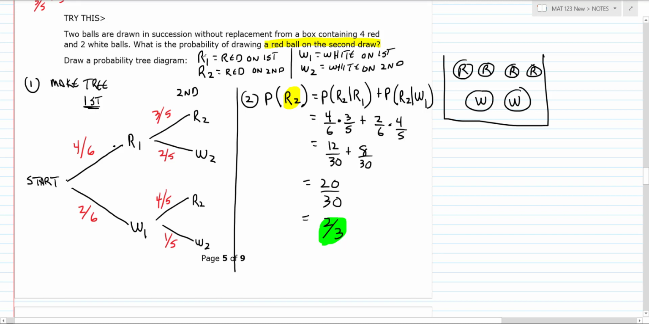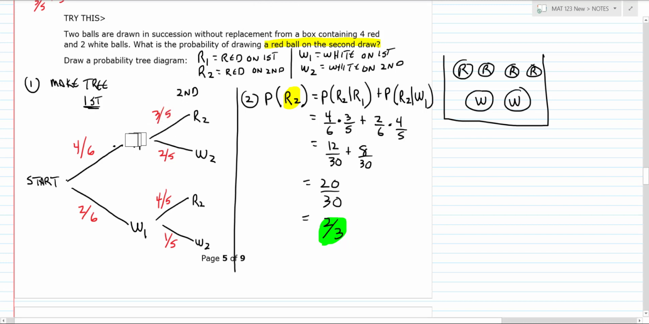So I'm going to let R1 be red on first, R2 red on second draw, W1 white on first, W2 white on second. So when you start this, you got two choices. Either you get a red or you get a white. At the beginning of the problem, there's 4 red out of 6, so that is a 4/6 probability. The probability of getting a white at the beginning is 2 white out of 6. And again, notice 4/6 and 2/6 add up to 1. Okay?